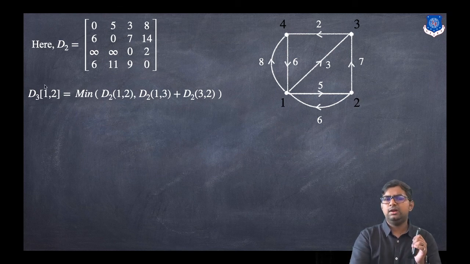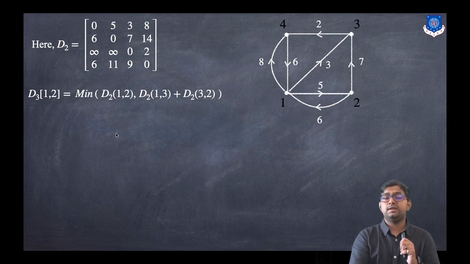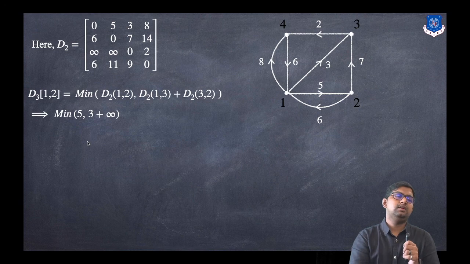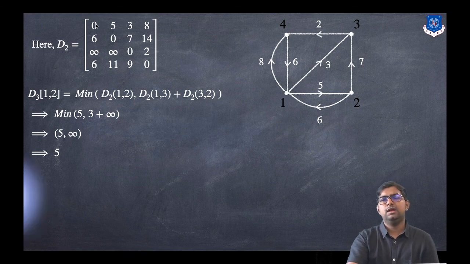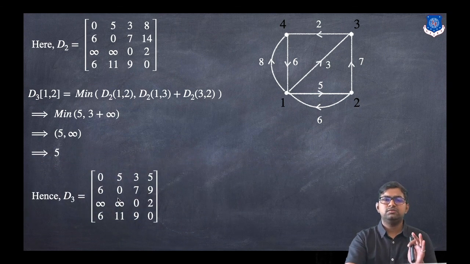Now let us calculate this d3 of 1 2, that means this entry. So that is the minimum of 5 and 1 3, which is 3, plus 3 2, and 3 2 is infinite. So the minimum is 5. So that entry 5 will be the same. Now in the same manner you can calculate the other entries. So this will be the D3.